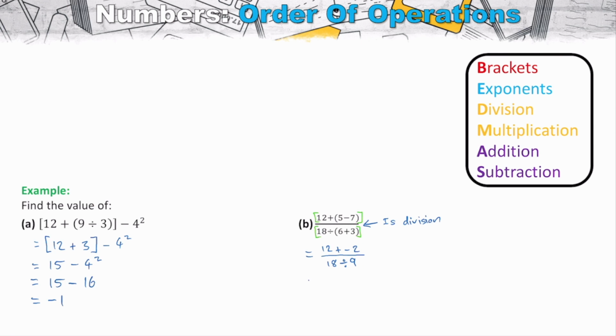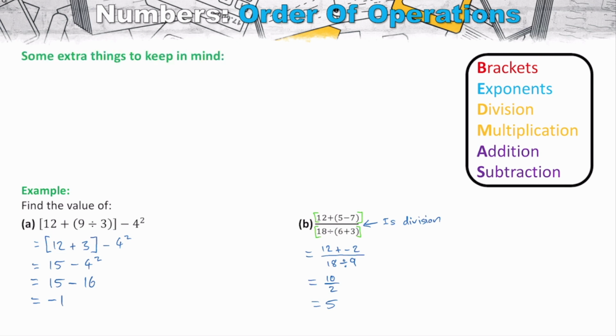Now, looking at the numerator again, or the top of the fraction, we have 12 plus negative 2. This is adding a negative. That's the same as subtraction. So 12 take 2 is going to be 10. 18 divided by 9 is going to be 2. And now we can finally perform our division. So 10 divided by 2 is going to be 5. And that's how we solve those types of problems.